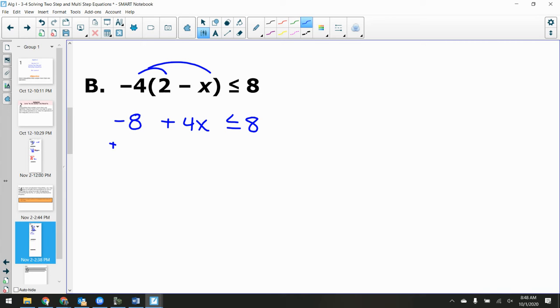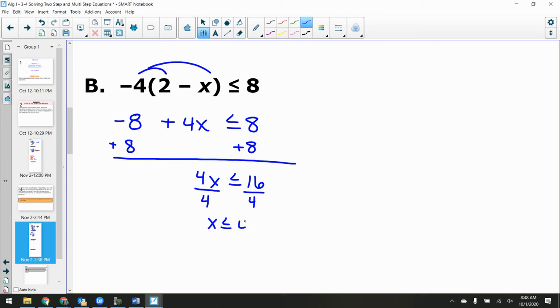I add the 8 over to the other side. That's going to be 4x is less than or equal to 16. And then I divide by 4 to get x is less than or equal to 4. Questions about that?